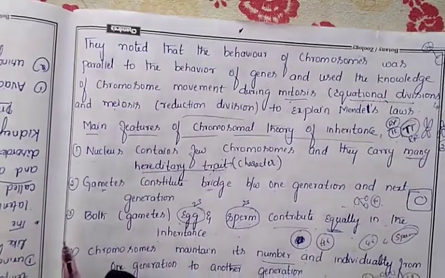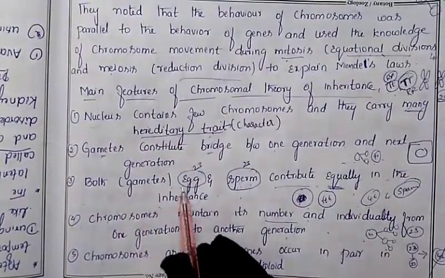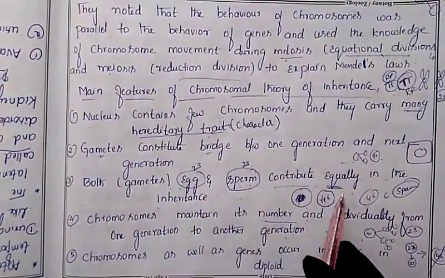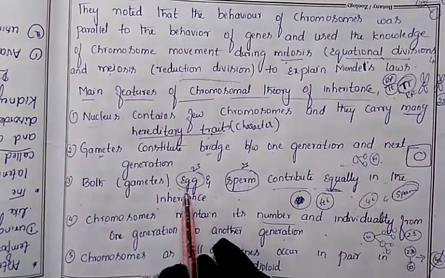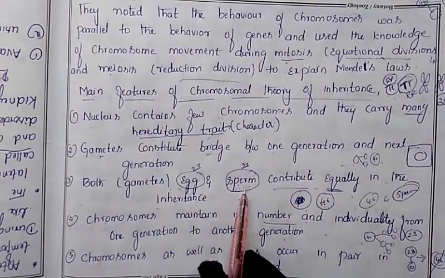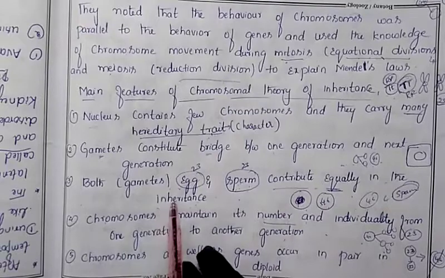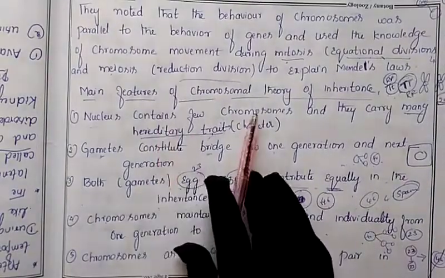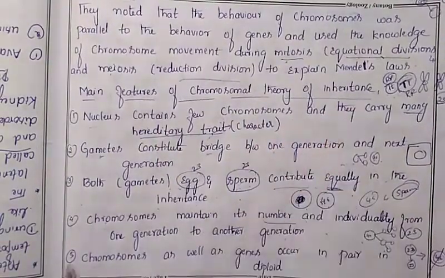So the next concept they said here is that both the gametes, egg and sperm, contribute equally. The egg is contributing equally and the sperm is also contributing equally in the inheritance. So this is the third concept or feature given by the chromosomal theory of inheritance.